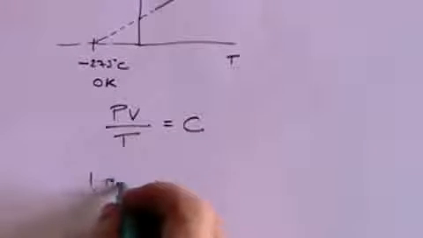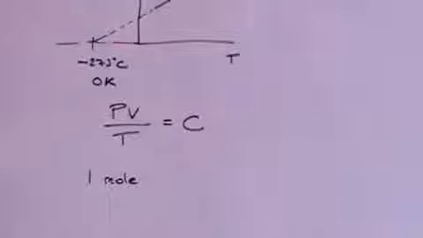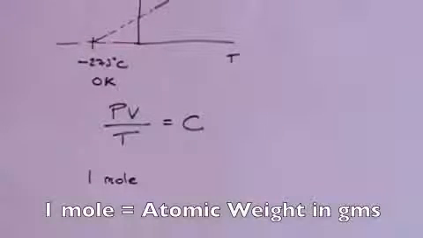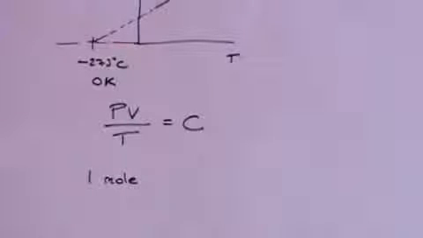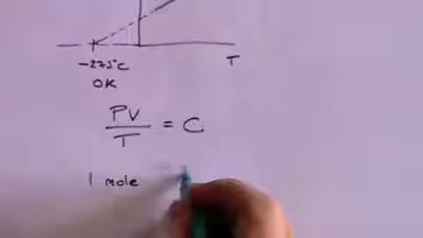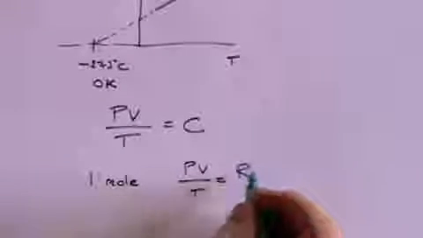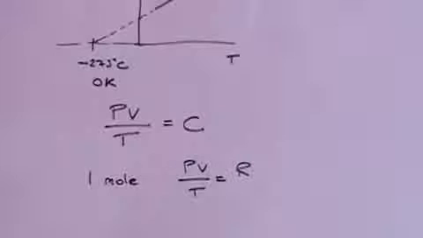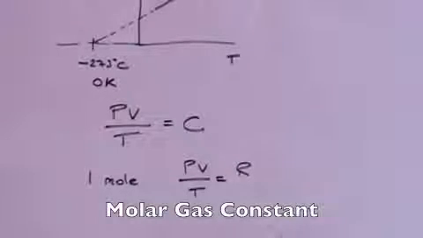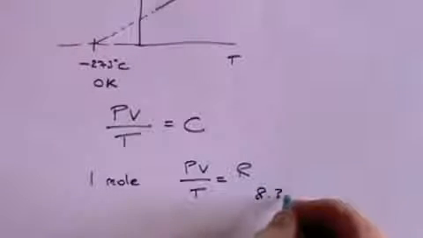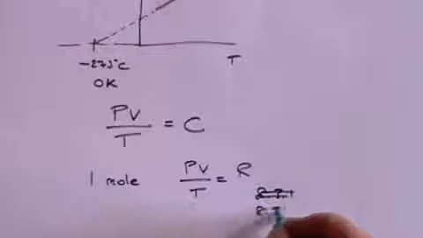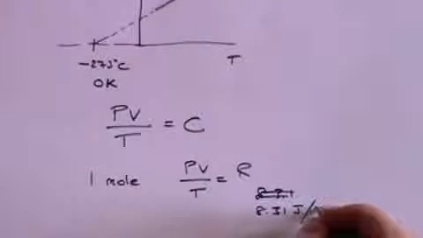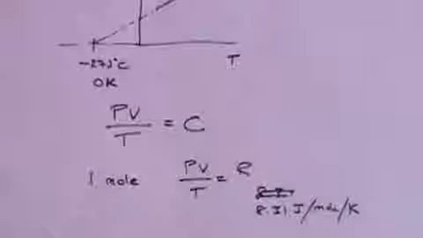But that constant is obviously going to depend on how much gas you actually have. So let's consider 1 mole of a gas. Now, a mole is simply the atomic weight of the gas expressed in grams. So for example, hydrogen, the atomic weight is 1, so 1 mole of hydrogen is 1 gram of gas. Then we would say that PV over T equals R for 1 mole of gas, and R is the molar gas constant, and its value is 8.31 joules per mole per degree Kelvin.